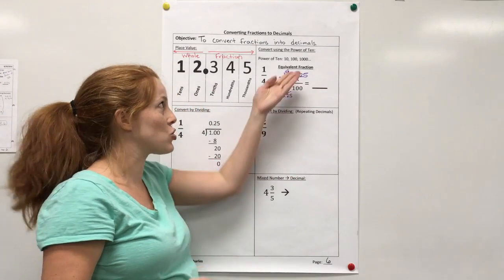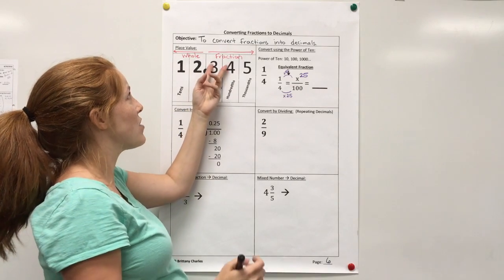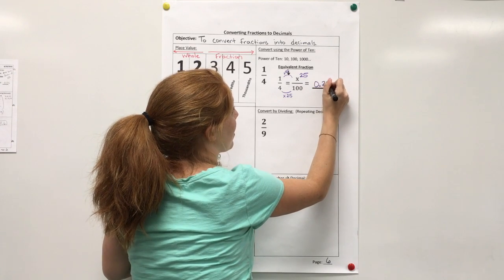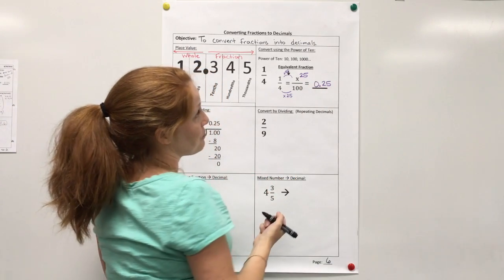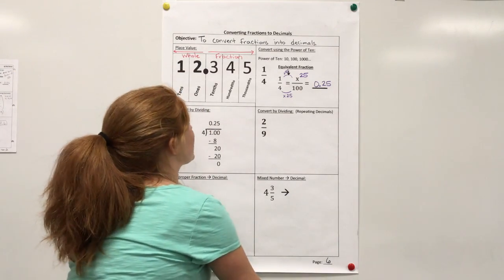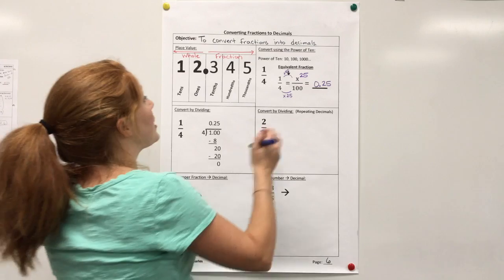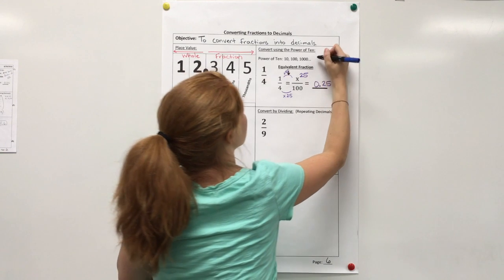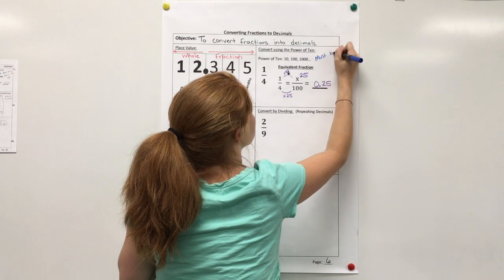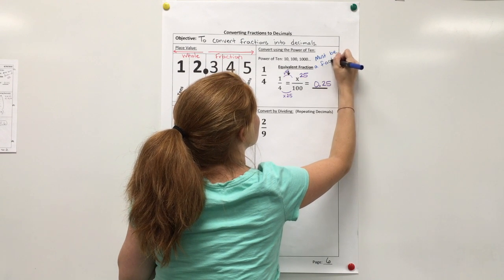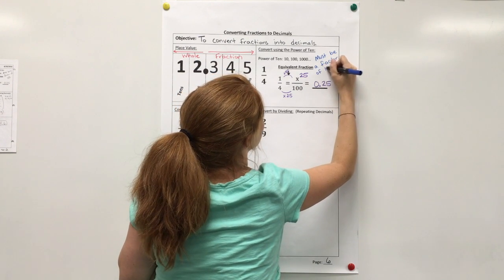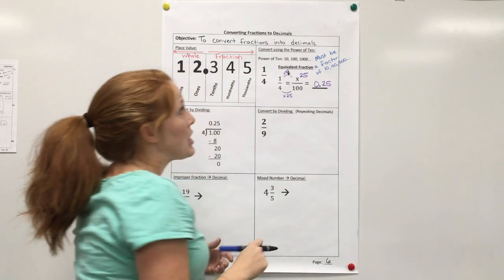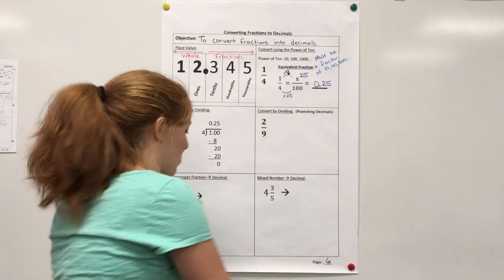Well, if I know that the fraction is 25 hundredths, I can just put a 25 that ends in the hundredths place, which would look like 0.25 or 25 hundredths. Now, this is really good, but it can only be used if your denominator is a factor of 10, 100, 1,000, etc. Okay?